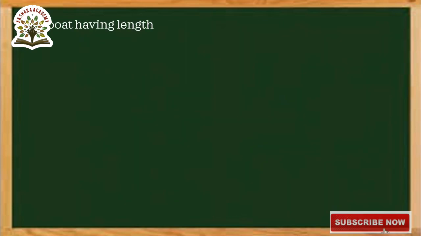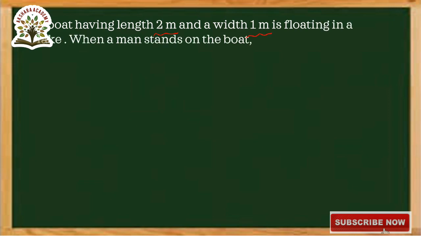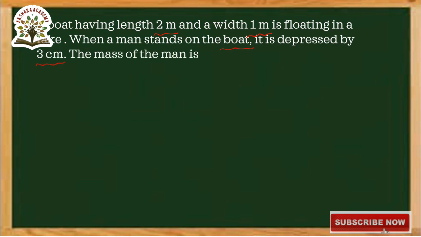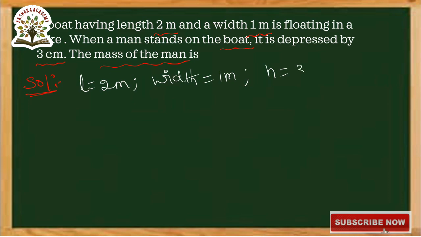Sixth one. A boat having length 2 meters and width 1 meter is floating in a lake. When a man stands on the boat, it is depressed by 3 centimeters. The mass of the man is, here we have to calculate the mass of the man. Let us go to the solution. Given length L is equal to 2 meters, width is 1 meter, and height is 3 centimeters. Converting into meters, 3 into 10 to the power of minus 2 meters.